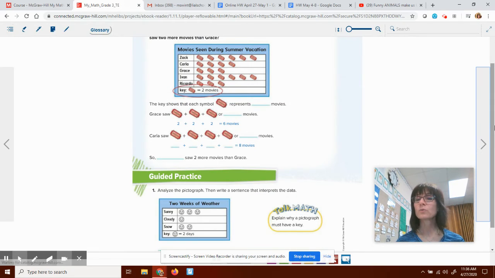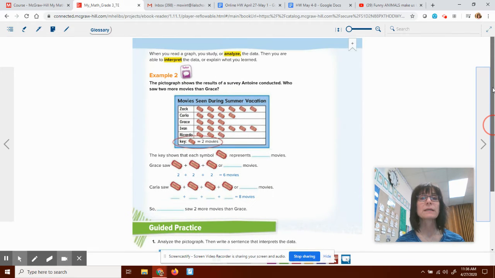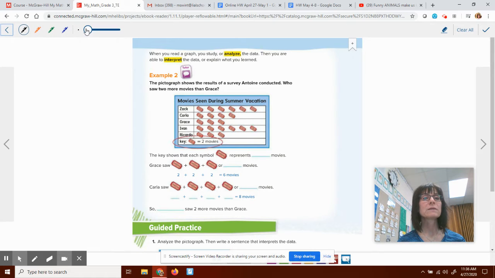All right. On the next page, we're showing movie tickets. It says when you read a graph, you study or analyze the data. Then you are able to interpret the data or explain what you've learned. In example 2, this pictograph shows the results of a survey that Anton conducted. Who saw 2 more movies than Grace? So I'm going to underline what I need to find out here. I need to find out who saw 2 more movies than Grace.